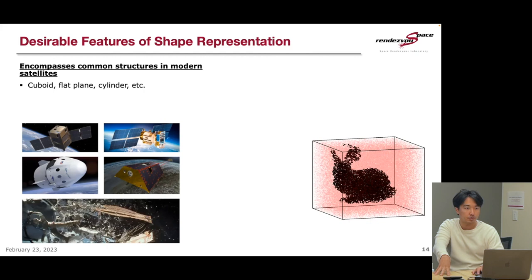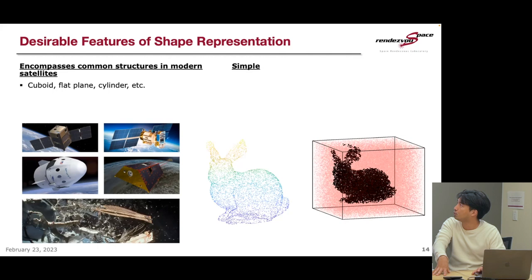And also, we want this to be simple, which agrees with the memory efficiency that is required by the onboard satellite computers, which also means that if there's a way we can parameterize the shape using very few parameters compared to thousands or tens of thousands of vertices of the point clouds, plus the connectivity of these vertices, this would be very helpful for us.